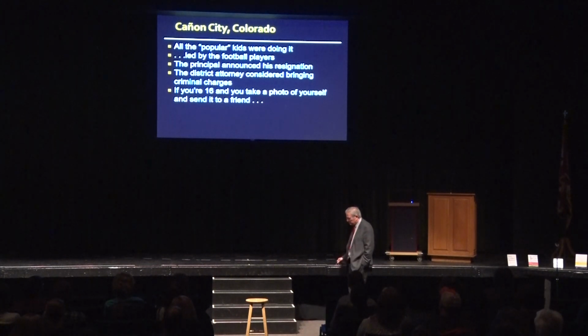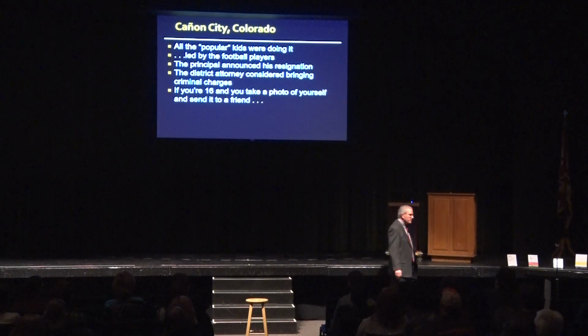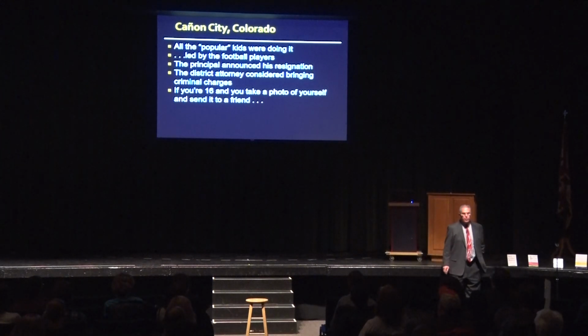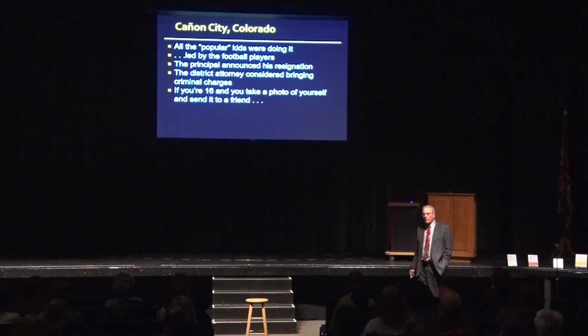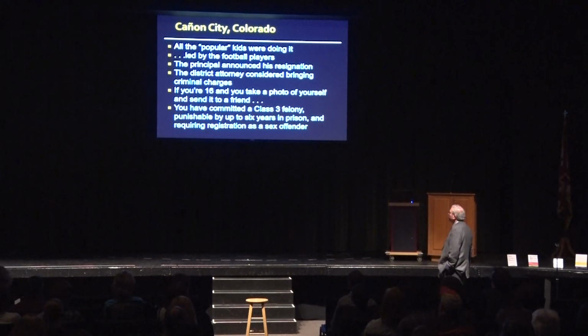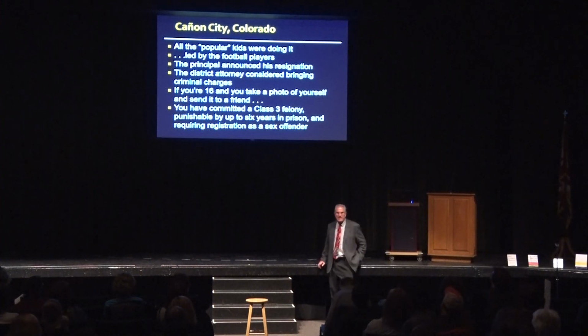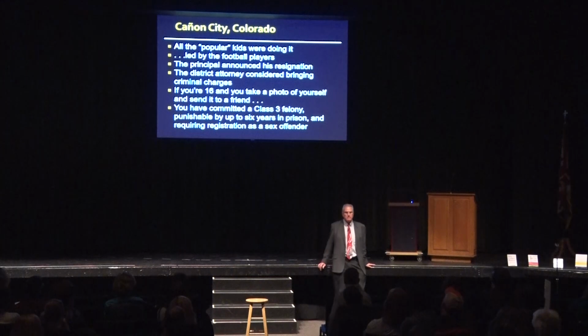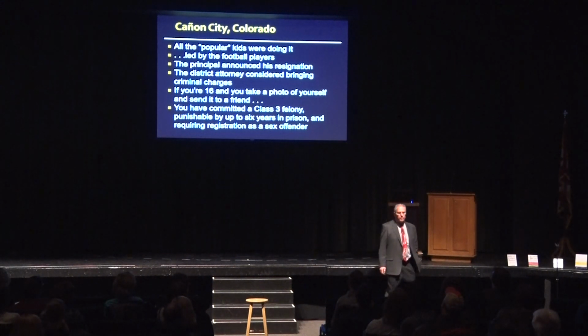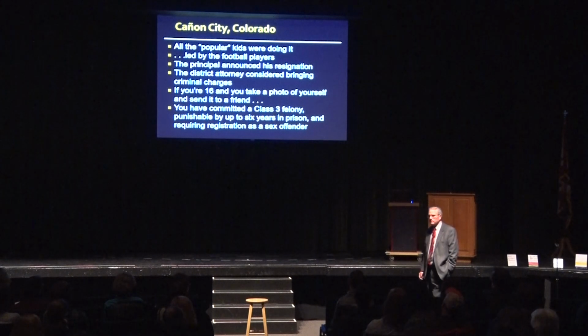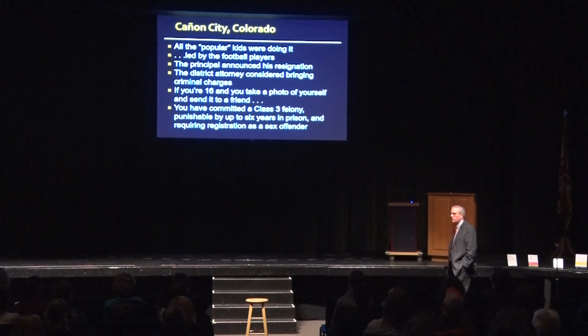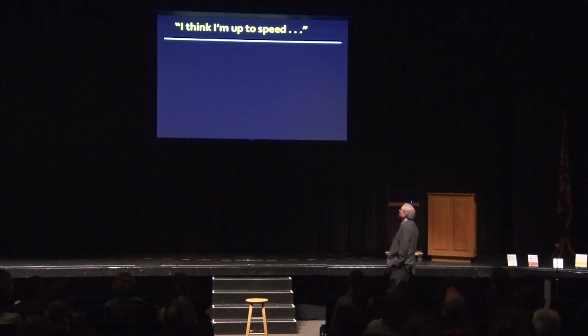If you're 16 and you take an obscene photograph of yourself and share it with your 16-year-old friend, you have produced and distributed child pornography. That is a Class 3 felony, punishable by up to 6 years in prison, and requiring that you register as a convicted sex offender anywhere you live in the United States for the next 20 years. That is not wiped clean when you turn 18. Don't put your kid in this situation. If you're going to give your kid a smartphone, it is your responsibility to know what they're doing with it.